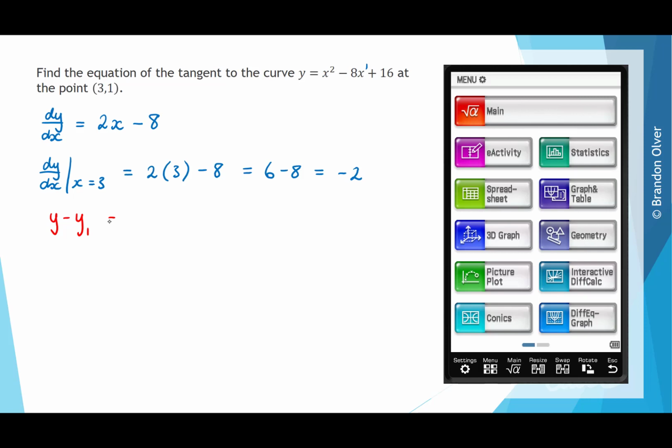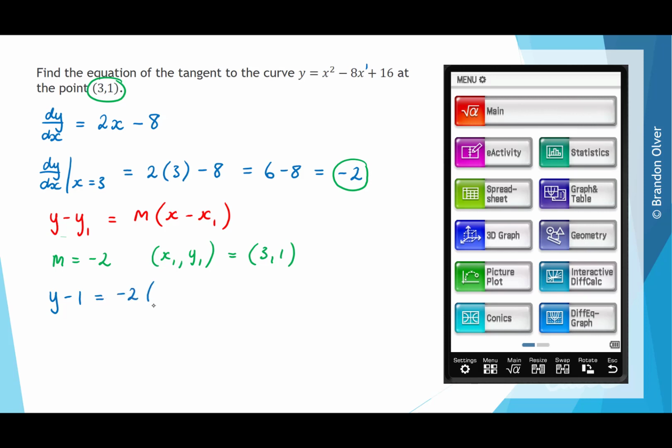So next we need to find the equation of a straight line, and we can use the formula y take y1 equals m times x take x1 to do that, where m is the gradient, so for us m is equal to negative 2, and that's that value here. And we have a point (x1, y1) that we know the line goes through, and that's going to be the point (3, 1). So that's what we're going to substitute into this equation. So when we do that, we'll have y take y1, which is y take 1, equals m, which is negative 2, times x take x1, which is 3.